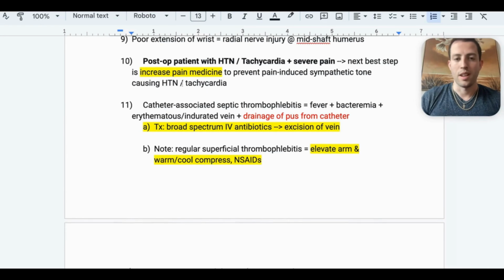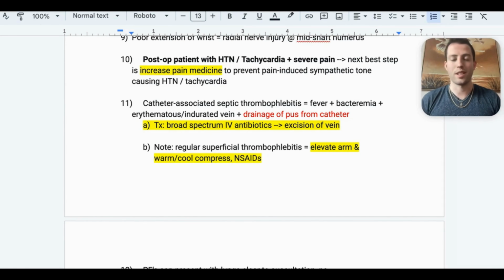All right, number 10, patient comes in, they're post-op, let's say 6 hours from a big surgery. They had an X-lap in their abdomen. They're now hypertensive, tachycardic, and in such severe pain that they can't really move. What's your next step in management? Look for the answer choice that says increase the dosage of pain medicine because the sympathetic tone is going to cause all their vitals to shoot upwards.